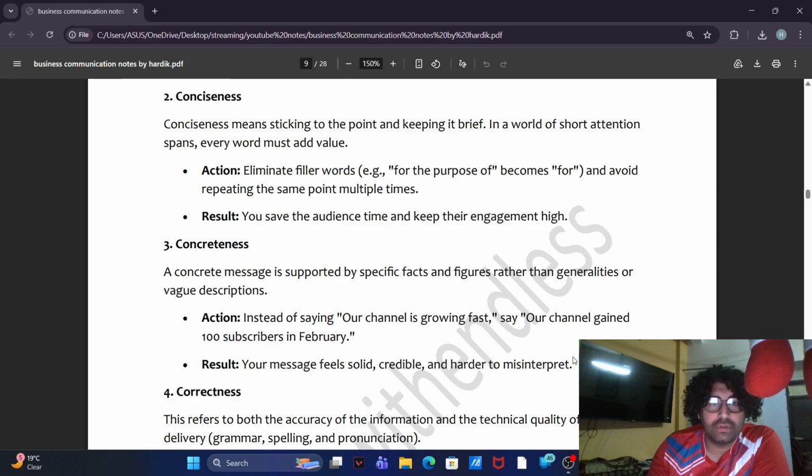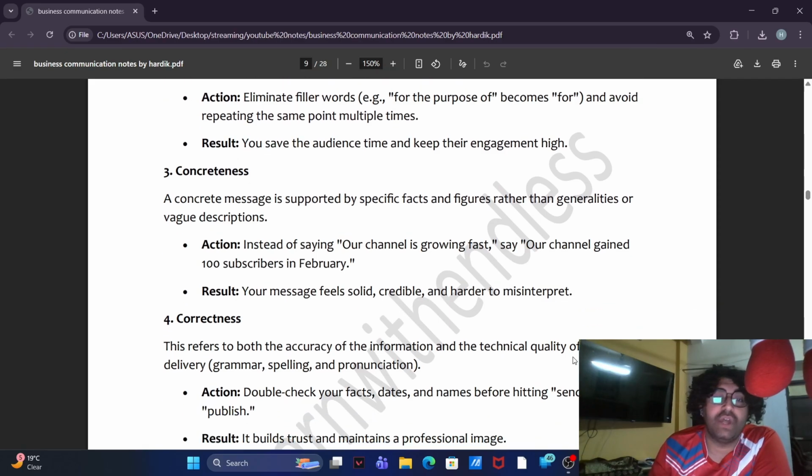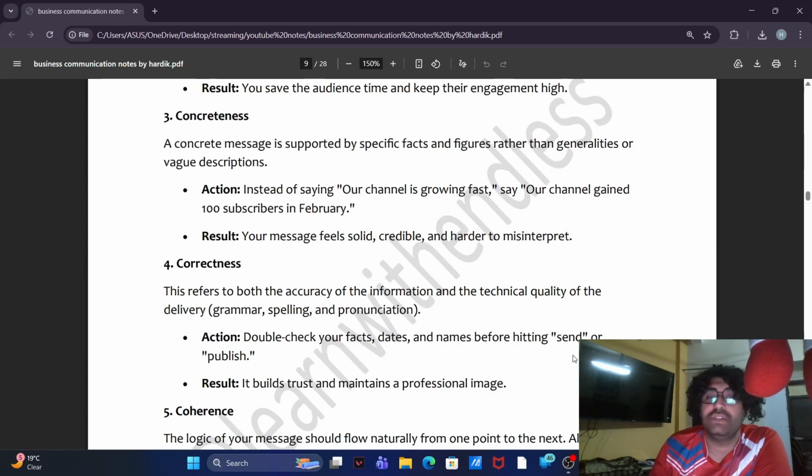Conciseness. Conciseness means sticking to the point and keeping it brief. In a world of short attention spans, every word must add value. Action: eliminate filler words. Example, "for the purpose of" becomes "for", and avoid repeating the same points multiple times. Result: we save the audience time and keep their engagement high.